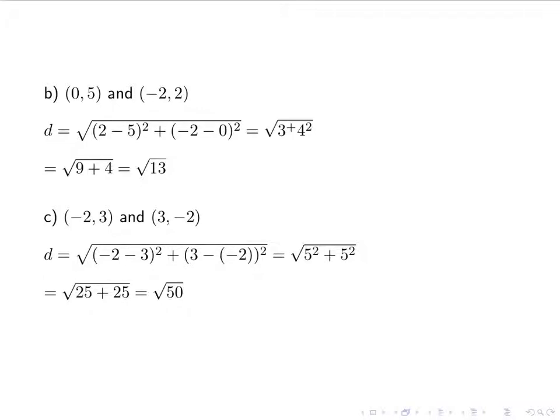Now this I can simplify. We need to go back and remember things from intro to college math. How do I simplify the square root of 50? So I want to use the fact that 50 is 25 times 2, and I know the square root of 25 is 5, so I get 5 times root 2. So this is the simplified exact answer.